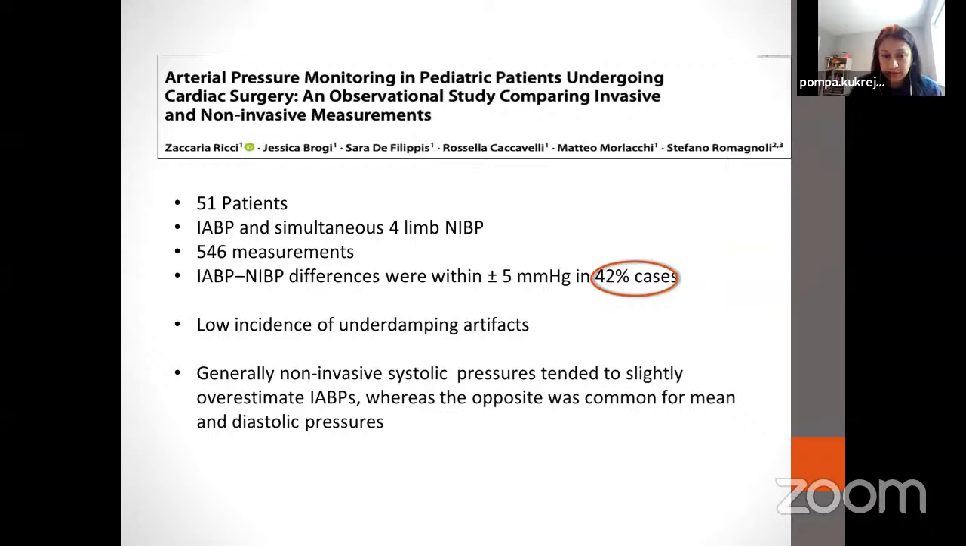The other thing they noticed is that in children, there was a low incidence of underdamping artifacts. I think that is to do with the fact that children don't have the stiffening of the arteries that you see in older patients. And what they saw was that the NIBP systolic blood pressures were higher, whereas the mean and the diastolics were lower with NIBP when compared with invasive arterial monitoring.